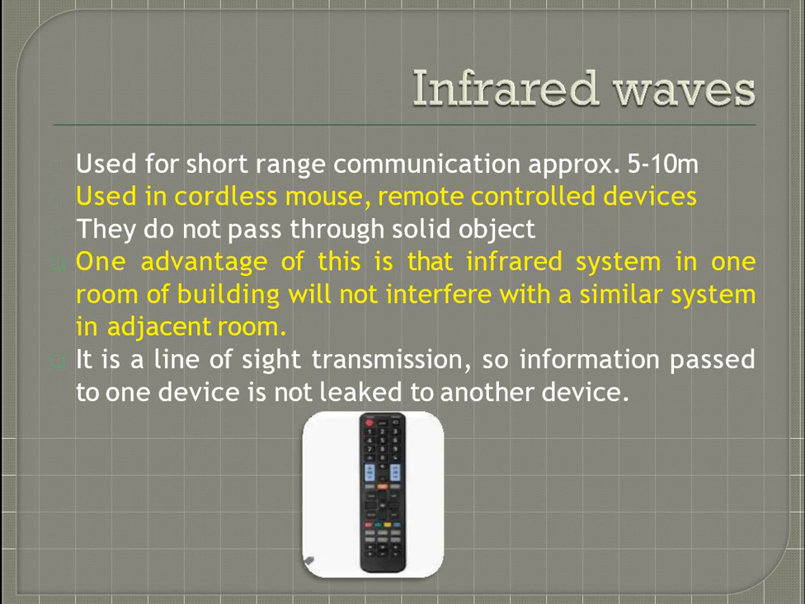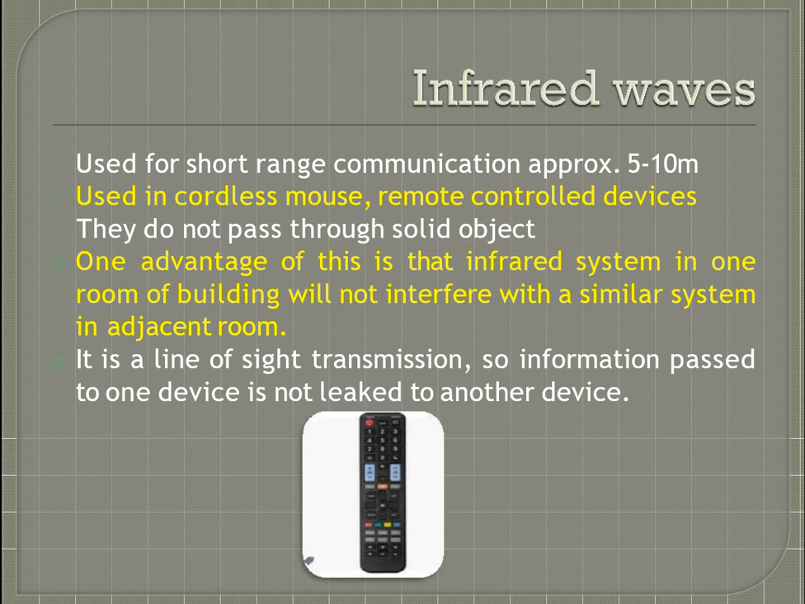Now the advantages of infrared transmission are that it is a secure medium of transmitting data, and it is also cheap. It is secure as well as cheap. The disadvantages, as you know, are that it cannot penetrate through walls, it can work only for short distances, and it is affected by noise, heat and distance.